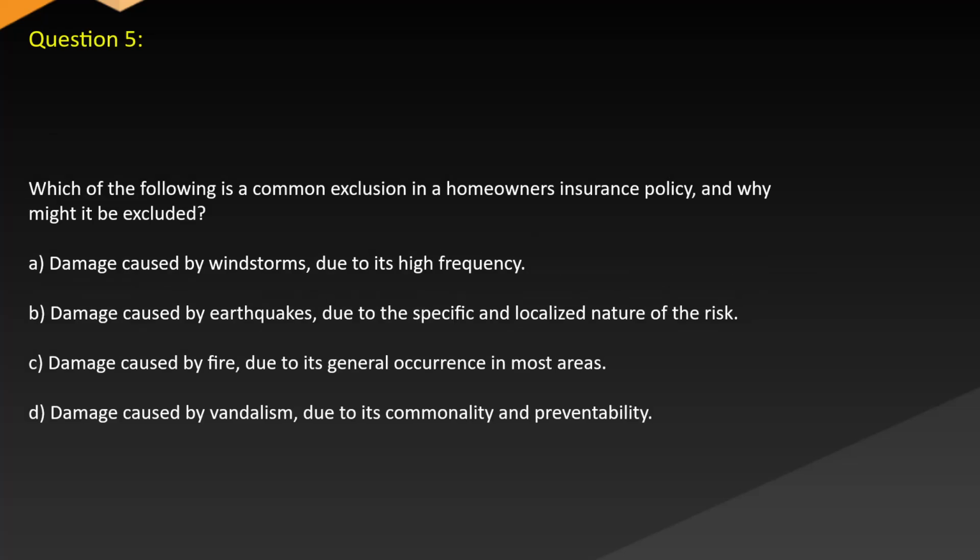Question 5. Which of the following is a common exclusion in a homeowner's insurance policy and why might it be excluded? A. Damage caused by windstorms due to its high frequency. B. Damage caused by earthquakes due to the specific and localized nature of the risk. C. Damage caused by fire due to its general occurrence in most areas. D. Damage caused by vandalism due to its commonality and preventability.